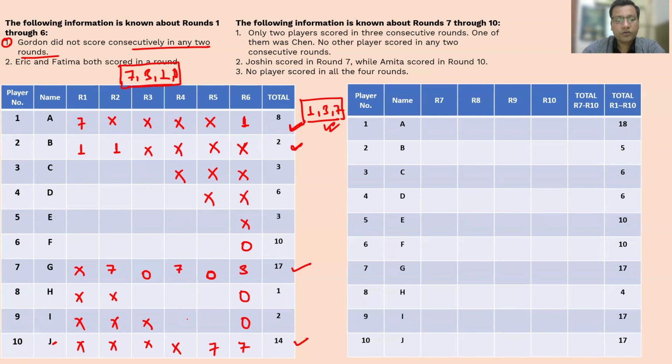I has scored only 2 points, and there are only two cells. So straight away I can say this is going to be 1 and 1. Now check once: R6 has 1, R5 has 1, R4 also has 1. Only R3 doesn't have 1, and H has scored 1. So straight away this is going to be 1, and the rest will be 0 and 0. So we are also done with H, and we are done with I.